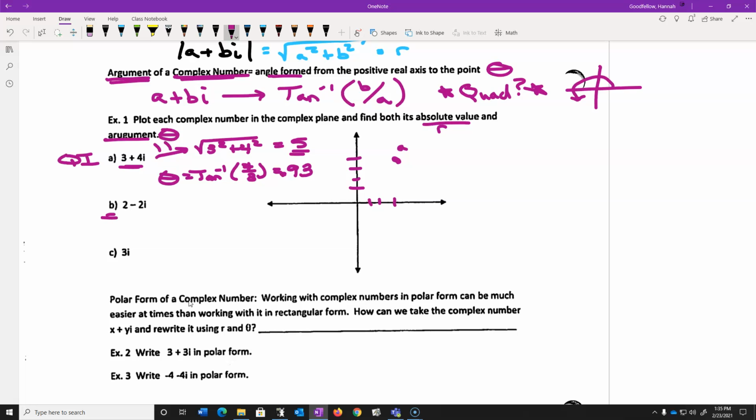Now, let's keep trying these to make sure that we get the idea. I'm going to do them in different colors so that you can see what's going on.